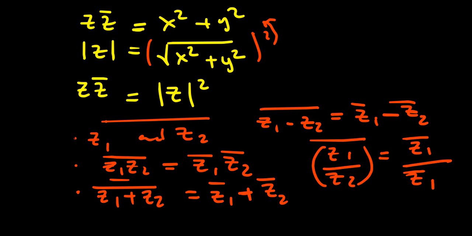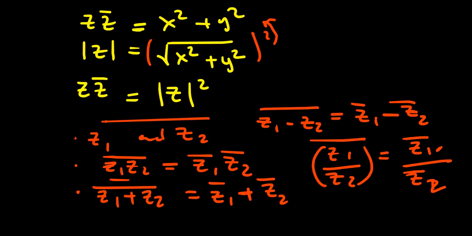Okay, so you divide like that. If you're finding the conjugate of this division here, you can just find the conjugate of z1, then divide it by the conjugate of z2. So that's how you find that.